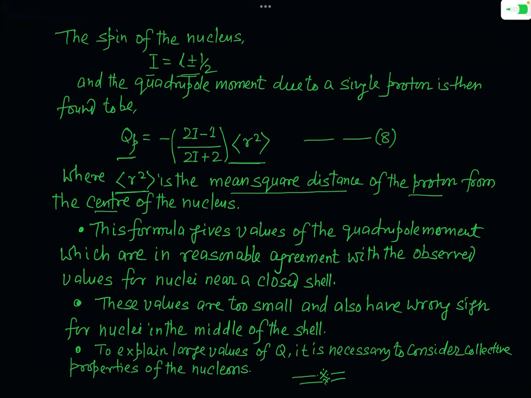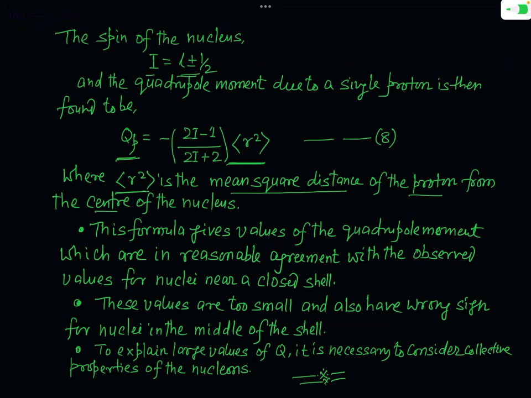Or you may also call it the mean square radius of the orbit of the proton. Okay, so this is the value of Q_P, that is, the value of the quadrupole moment for a nucleus containing only one odd proton, or only one proton in its outermost shell, which is outside of the closed shell. And this result has been obtained on the basis of the prediction of the nuclear shell model.